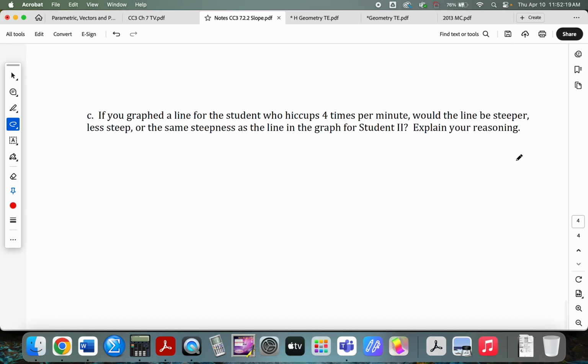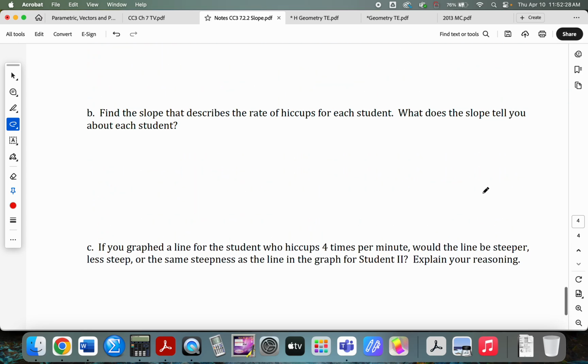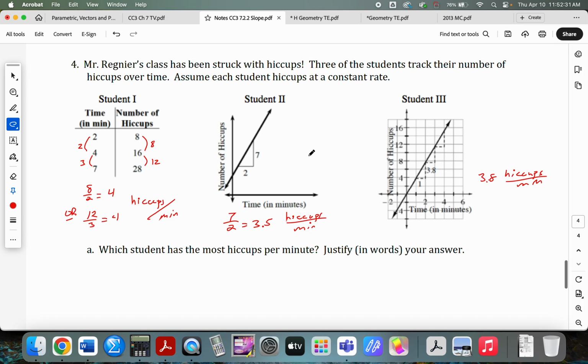So if you graphed a line for the student who hiccups 4 times per minute, would the line be steeper, less steep, or the same steepness as the line for 2? So if you graphed this one, would it be steeper or less steep or the same as this one? It'd be steeper, right? The steeper the line, the greater the slope. All right, questions? All right, then please go ahead and get started on your assignment.